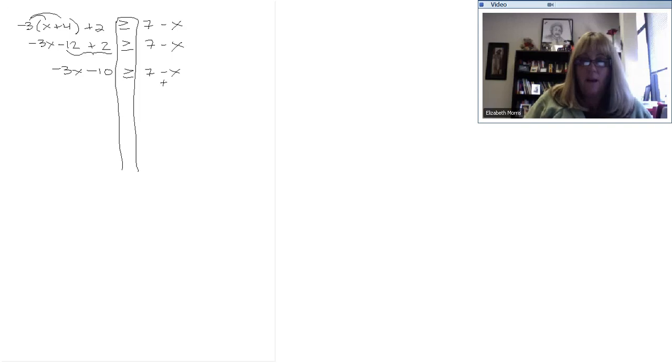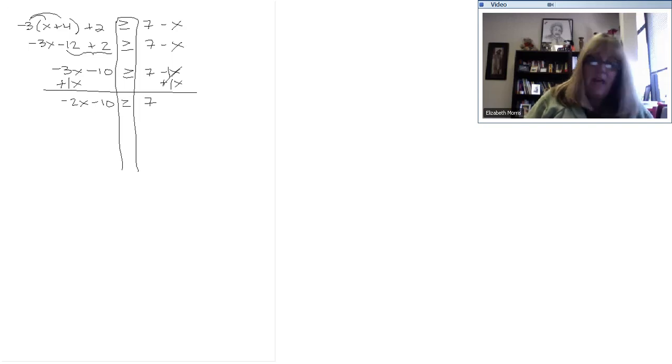I want my x's to be all by themselves on the left. This is a 1, so it's a negative 1x, so I'm adding a 1x. It's gone. Negative 3x and positive 1x is negative 2x. This 10 needs to go over there, and it's a negative 10, so I'm going to add it. I get negative 2x is greater than or equal to 17.